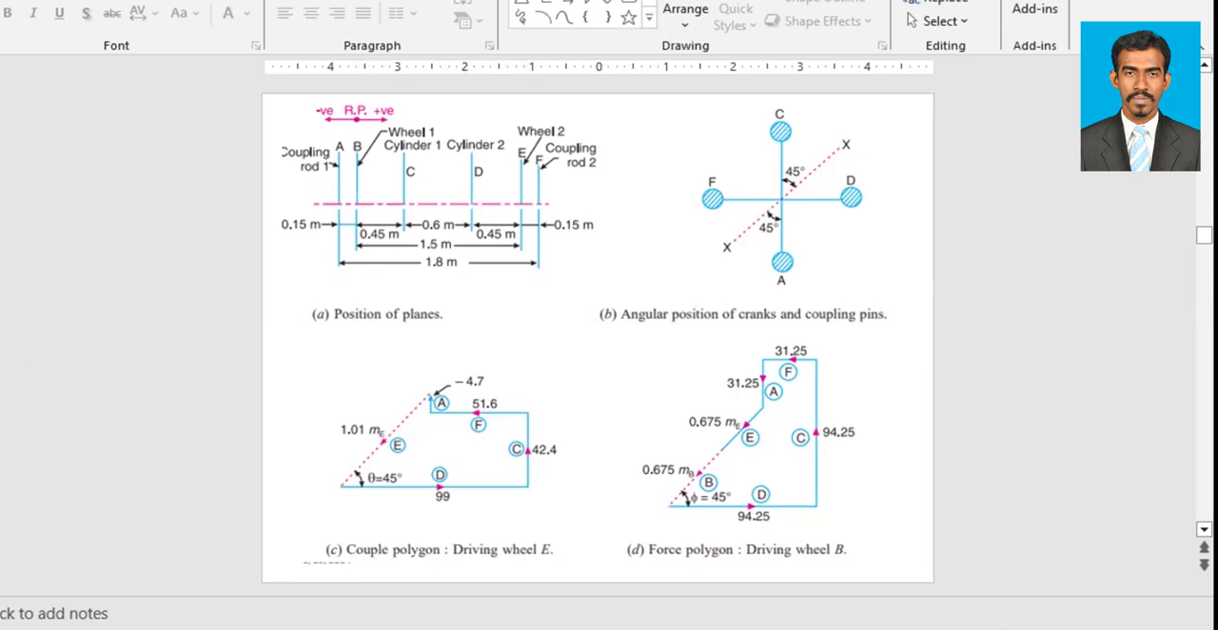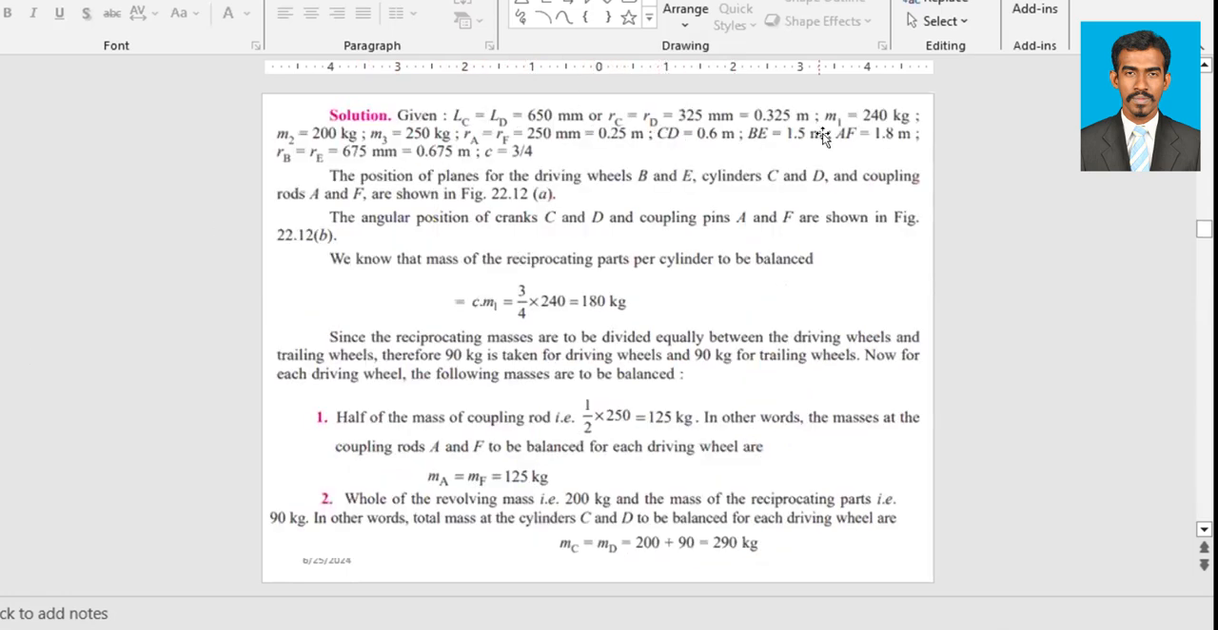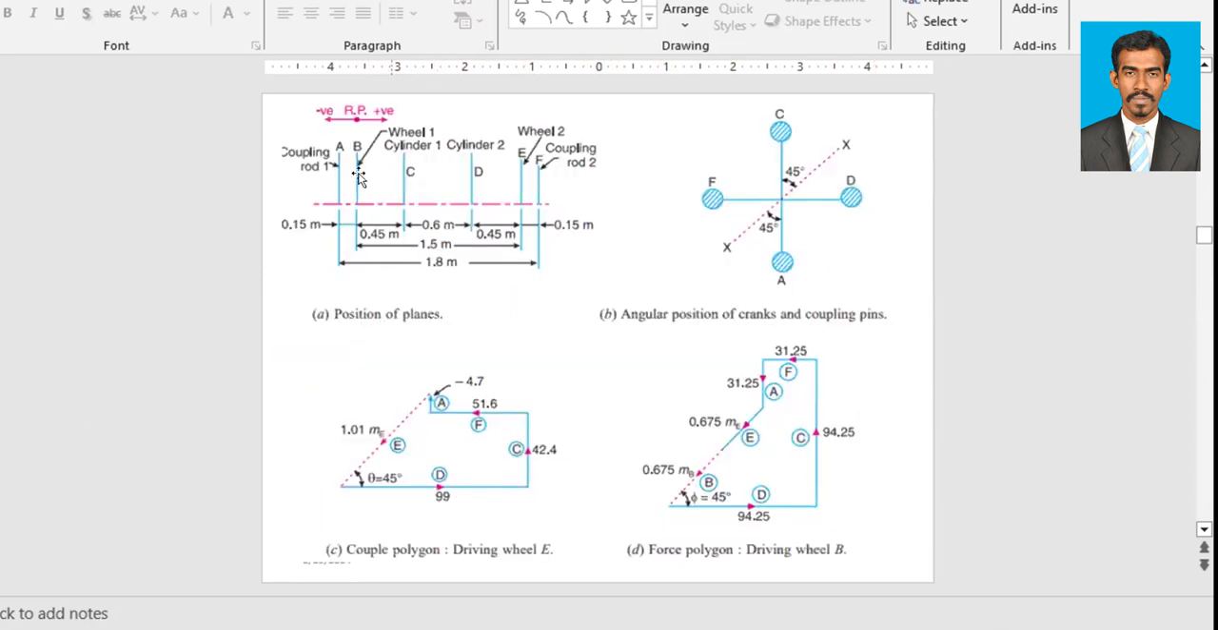You may wonder why these names are selected in such a way, CD, BE, AF. That's because if you draw like this, we will have a nice order, A, B, C, D, E, F. So that's why it's taken like that. CD, the distance between the cylinders, BE, the distance between the wheels, and AF, the distance between the coupling rods. Based on these data, you can divide these distances accordingly. So BC is 0.45 meter and AB is 0.15 meter. So this is the position of planes.